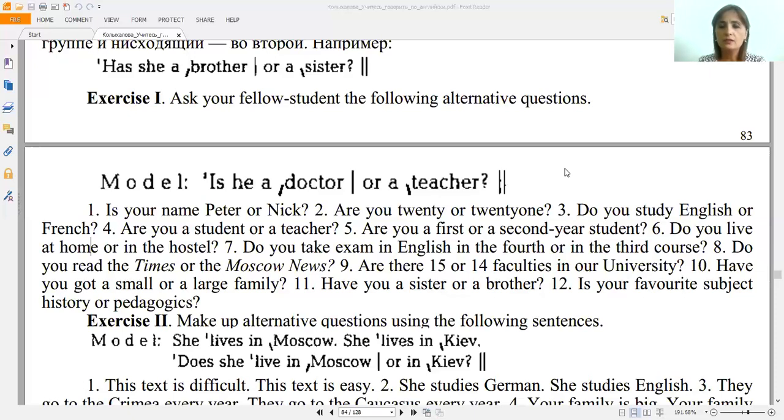Are there 15 or 14 faculties in our university? The next example. Have you got a small or a large family? Have you a sister or a brother? Is your favorite subject history or pedagogics? Okay, let's do the next exercise: make up alternative questions using the following sentences. She lives in Moscow. She lives in Kiev. Here we should form an alternative question from these examples. Does she live in Moscow or in Kiev? Atajon, this is your turn, please. The first example.